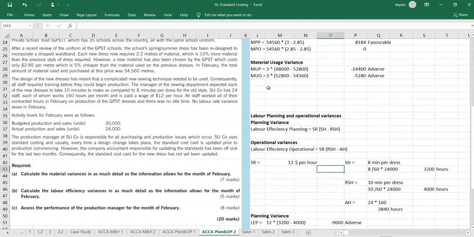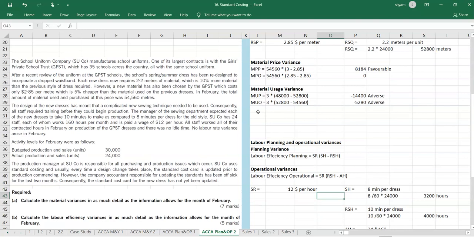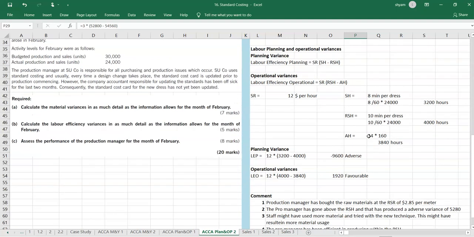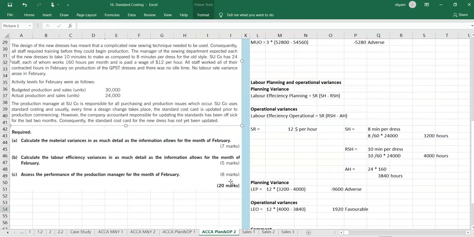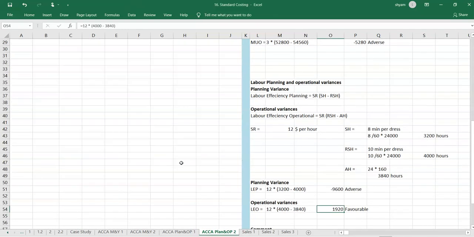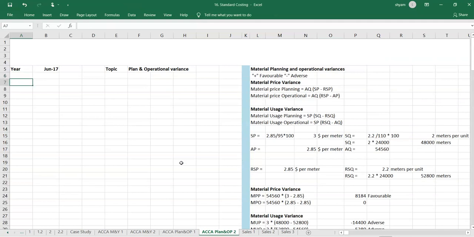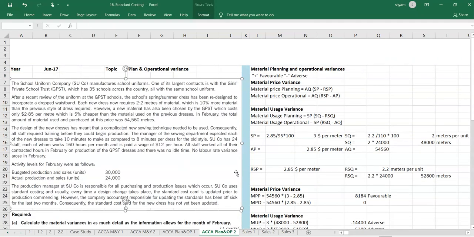Has the manager done a good job? The production manager has contributed a minus 5280 as materials have been used a lot. But still, in terms of getting efficiency from labor, he has given 1920. So overall, this month, due to new changes, he has not done well. But over the next month, I think he could do a better job. So that's about this question. We'll move on to the next one.